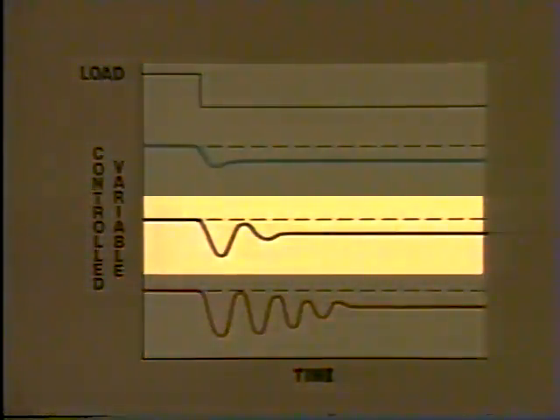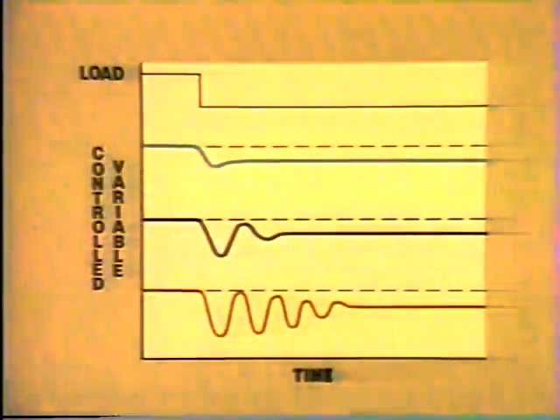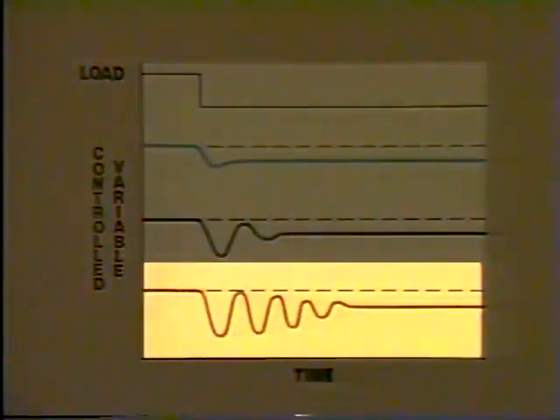This is what happens when the rate is set too low. There's some cycling, and it takes longer to stabilize. And this is what you'll see whenever rate is set too high. There's obviously excessive cycling.